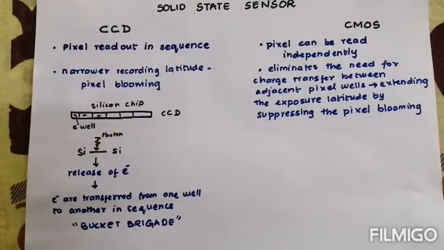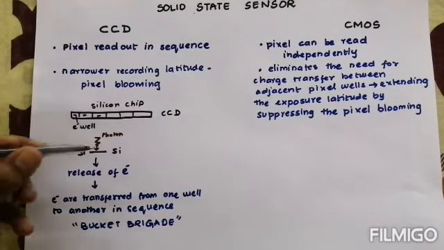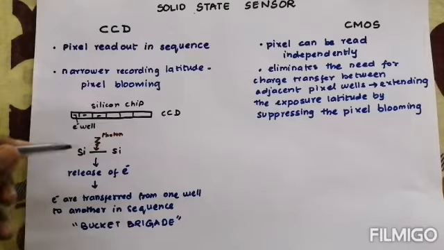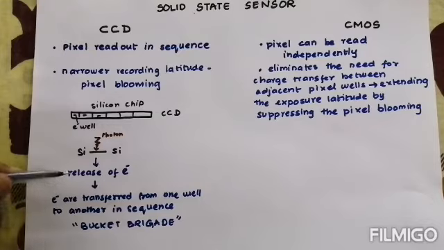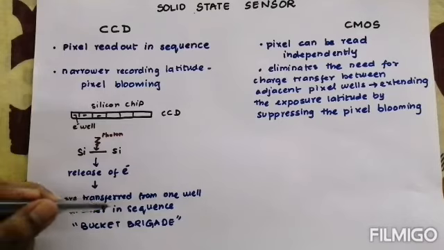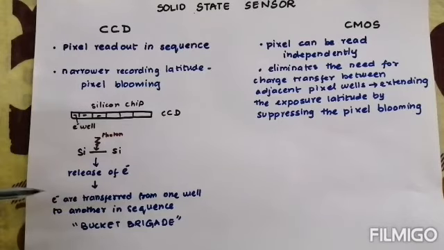In CCD, a silicon chip will be present. The pixel consists of an electron well. When a photon breaks the covalent bond between the silicon, what happens? The electrons will be released. These electrons are transferred from one well to another in sequence, and this is called the bucket brigade.